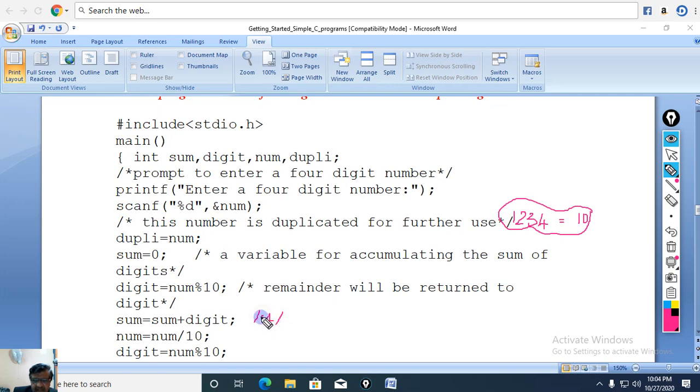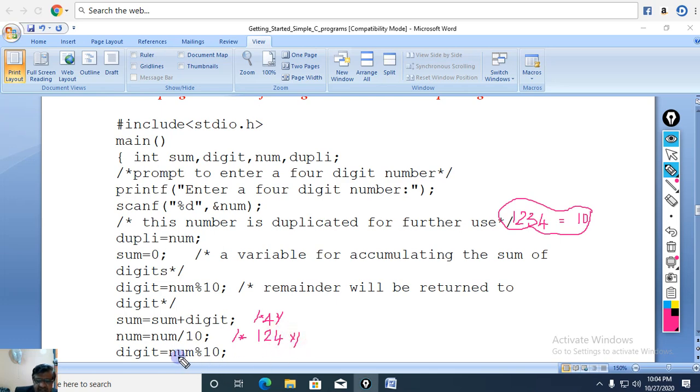This is a comment statement. You can always put it like this, slash star star slash. Then num equal to num by 10. This is integer division. Num is an integer, 10 is an integer. So 1 2 3 4 divided by 10 will give us just 123. 123.4 it has to give, but it doesn't because it is integer division. We have explained that whenever integer division is involved, there is a truncation. The decimal part will be eaten away by the system. So 123 will come over here.